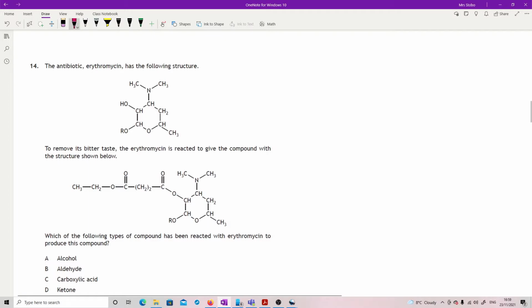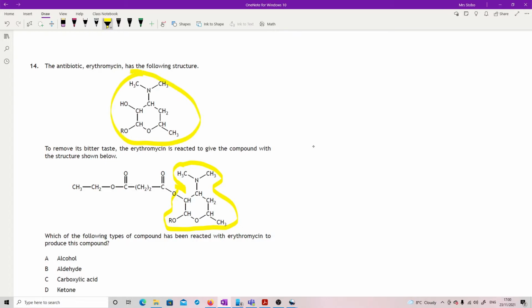Okay, the antibiotic erythromycin has the following structure. To remove its bitter taste, the erythromycin is reacted to give the compound with the structure shown below, which looks super complicated, but don't panic. Which of the following types of compound has been reacted with erythromycin to produce this compound? Right, so let's look at what we have and what we've changed it to. All of this section here is the same as the one up here. So what we've done is we've brought in this section.